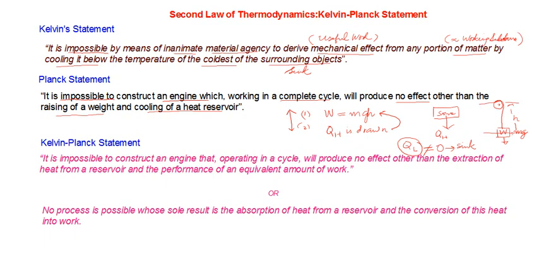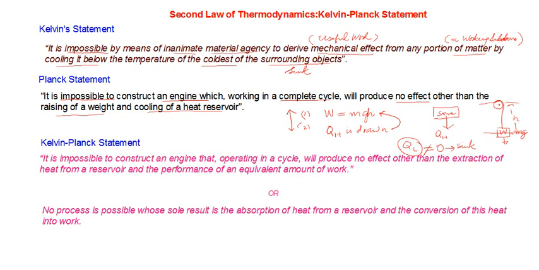So you can see that in the Planck statement, the engine has only these two things: a high temperature reservoir, and it is performing work. It means only one reservoir is there in this particular engine. That is what Planck is saying is not possible. It is not possible to construct an engine working in a complete cycle that will produce no effect other than the raising of a weight and cooling of a heat reservoir. Such an engine is not possible.